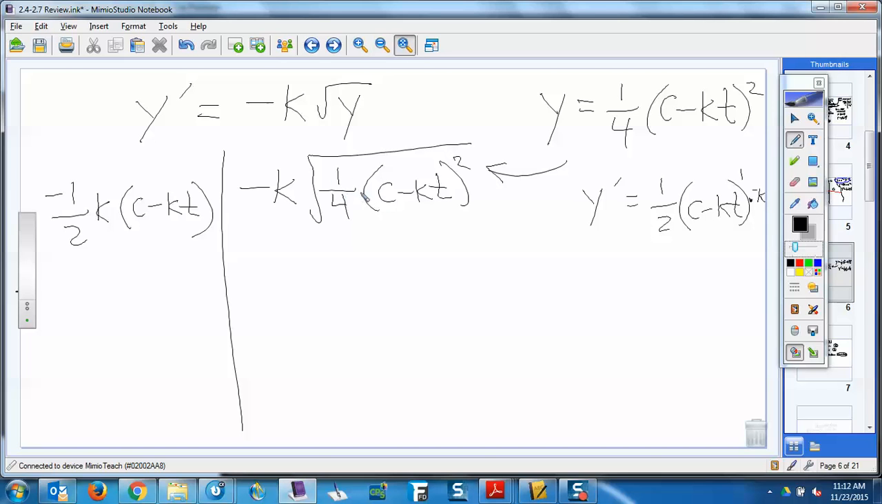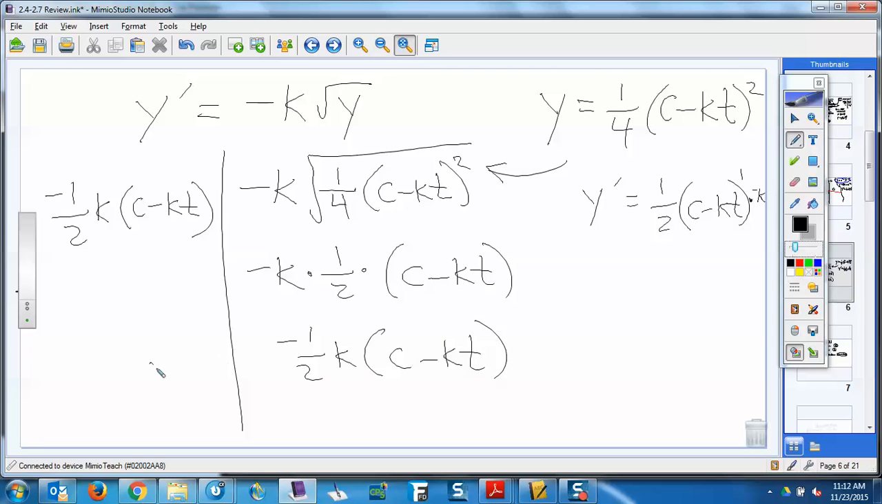Well, what's the square root of 1/4? When you're timesing, it's okay. Square root of x squared y squared would be xy when you're timesing them. If it's plus, that's no good, but timesing, it's okay. So what's the square root of 1/4? 1/2. Now what's the square root of c minus kt squared? Are those two equal? That was a lot easier. That wasn't hard. See.